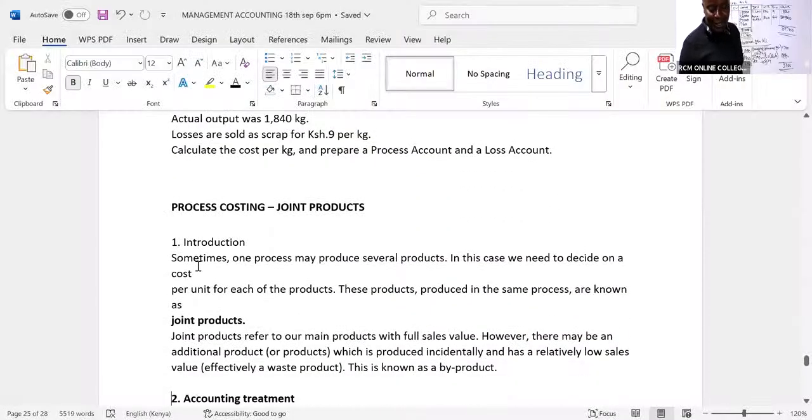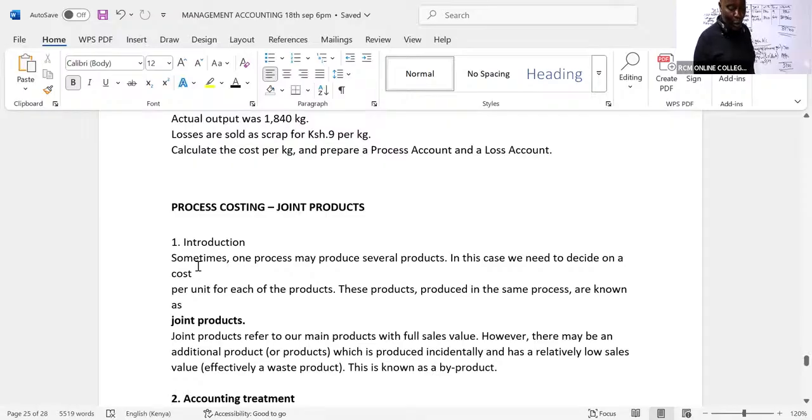I'm pushing this syllabus in a very, very excellent way. Process costing, joint products. After joint products, this week we shall be able to finish with closing work in progress and opening work in progress.